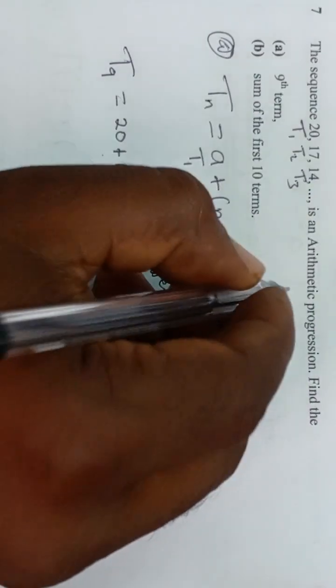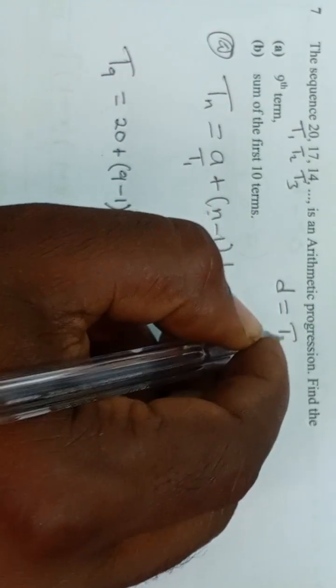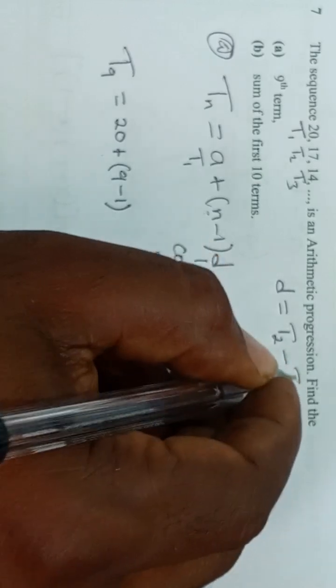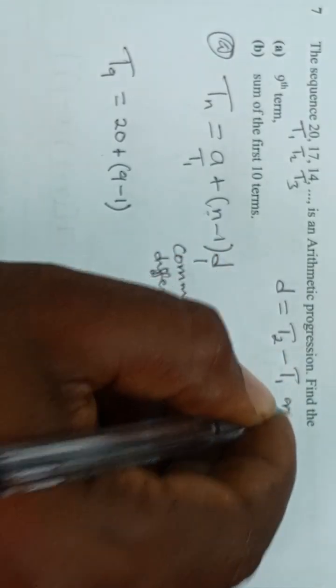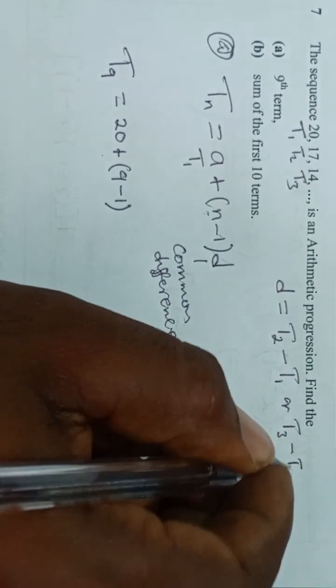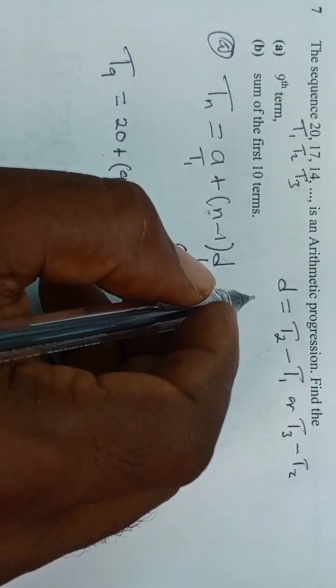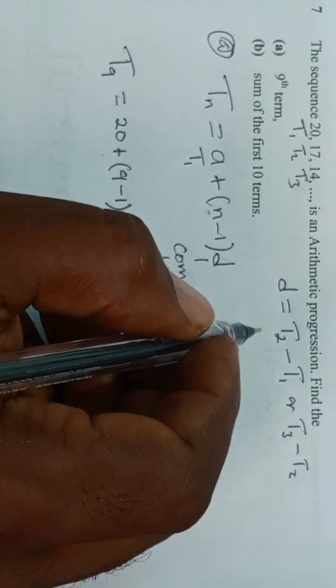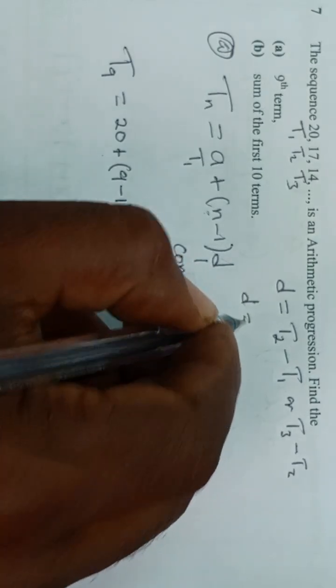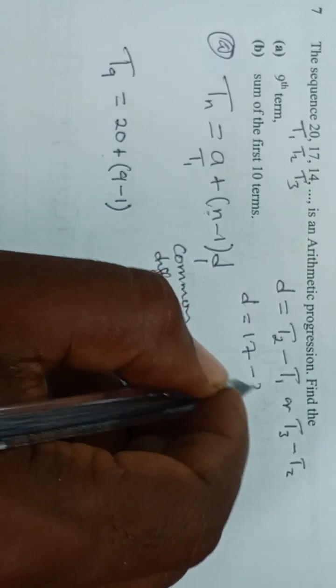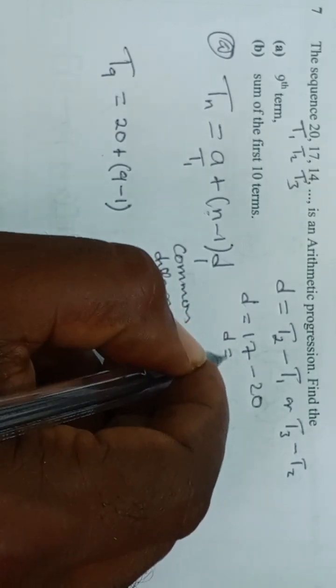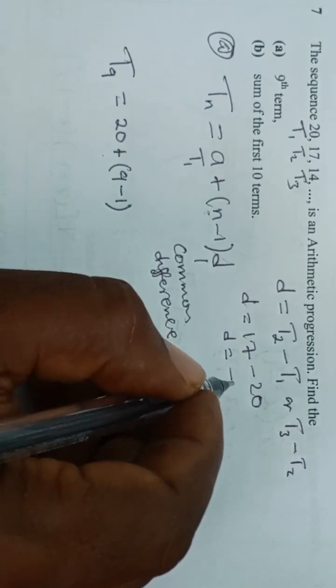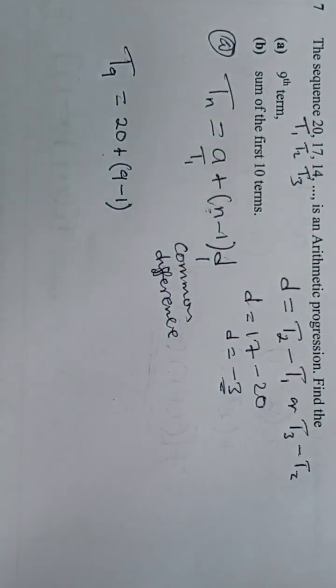So how do we find the common difference? The common difference is equal to the second term minus the first term, or the third term minus the second term. Don't make a mistake by saying first term minus second term. The second term is 17, the first term is 20. So d is equal to 17 minus 20, that is negative 3. So there you say times negative 3.